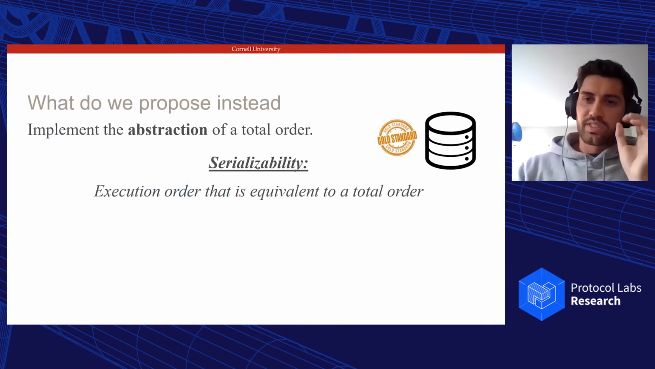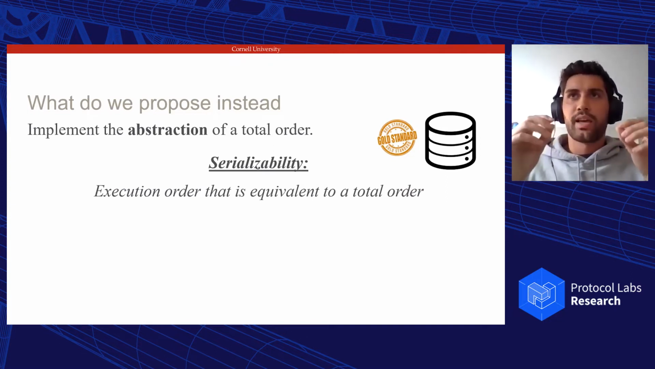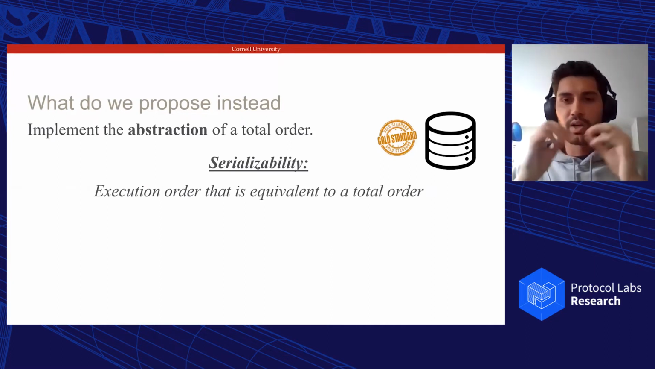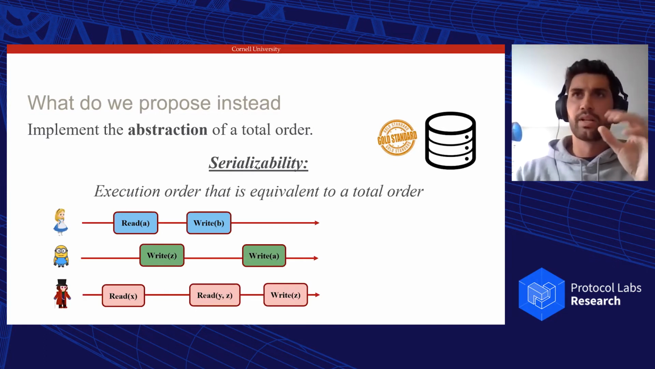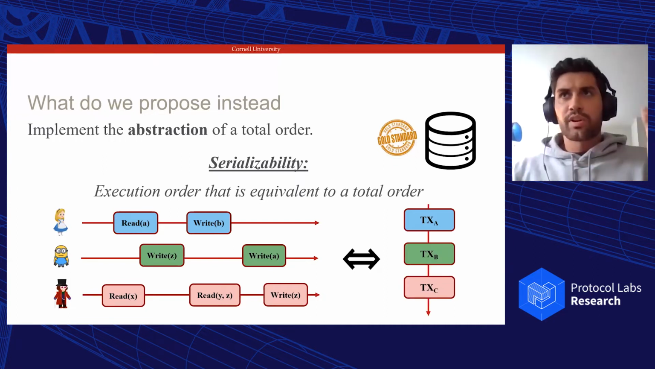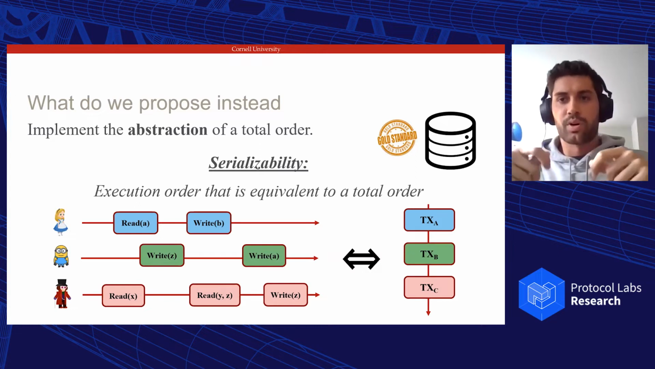Now, what we propose instead in Basil is to take a page from our crash failure-based counterparts, and instead of implementing this total order, strive to implement executions that are equivalent to a total order, or serializable. So take, for example, the executions down left. What serializability states is that Alice, Bob, and Charlie's transactions can safely execute in parallel and in a non-atomic fashion because their operation outcomes are equivalent to the sequential execution of first Alice, then Bob, then Charlie.